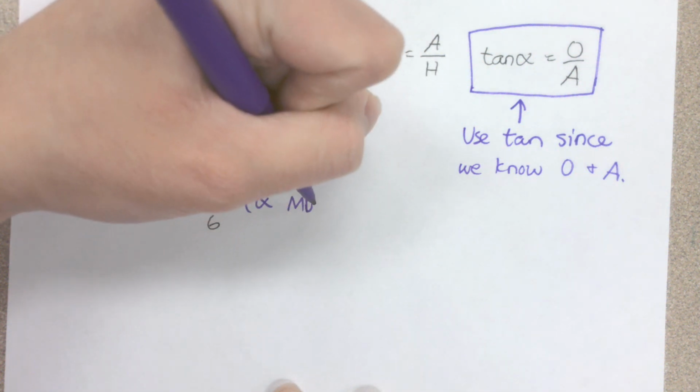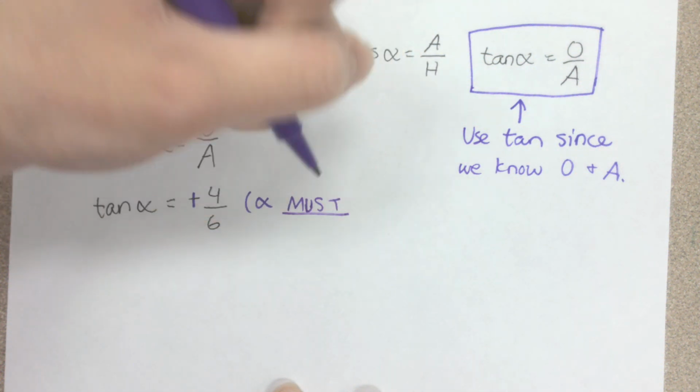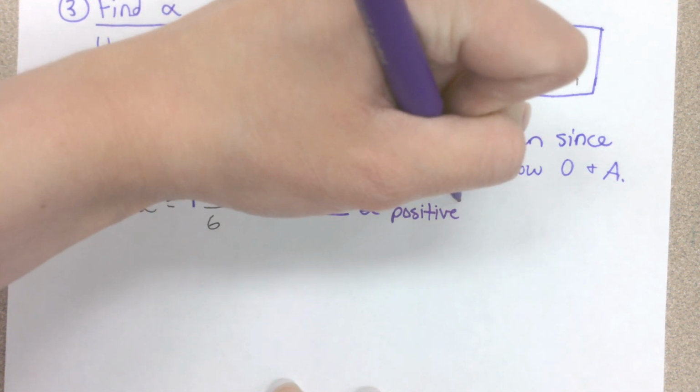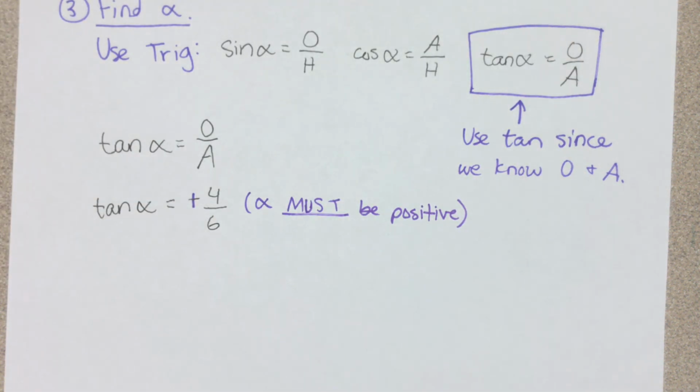Alpha must be positive. I'll explain why in a moment. Just a quick reminder: if it's not a positive value, make it a positive value. There's nothing fancy I'm doing here. I'm changing a negative to a positive, just because.